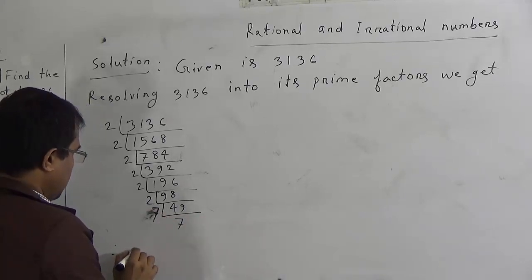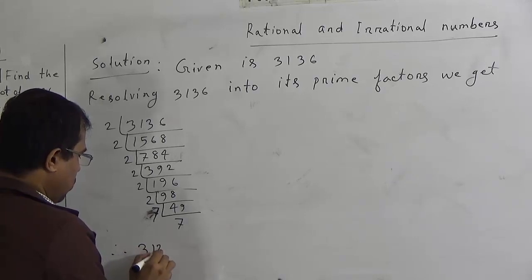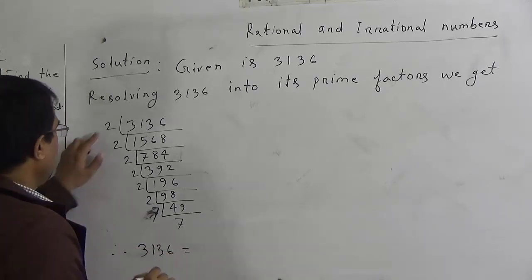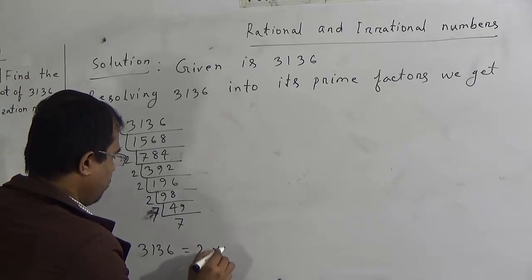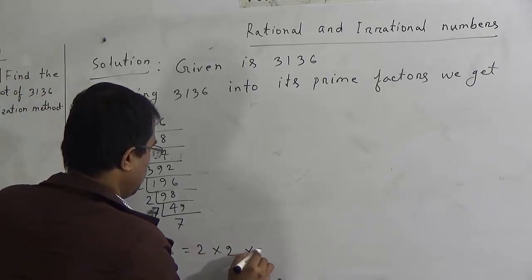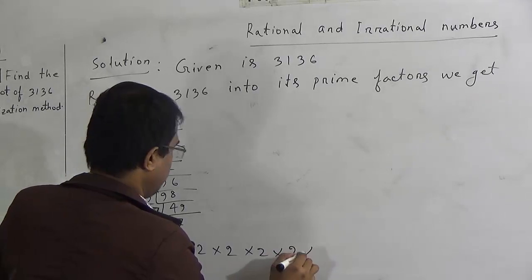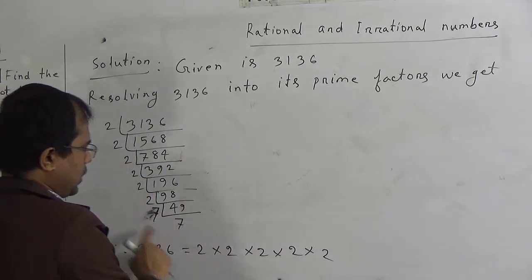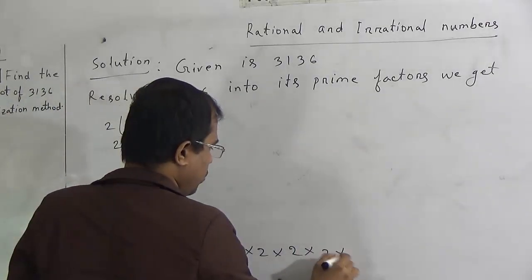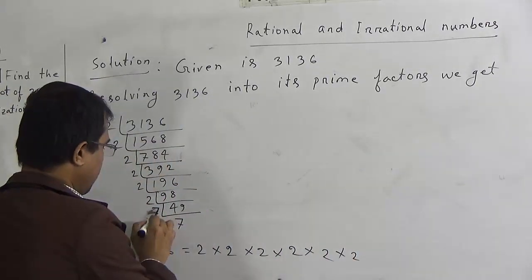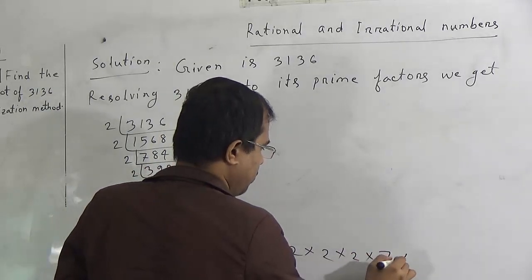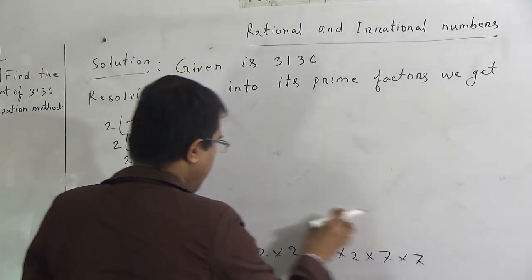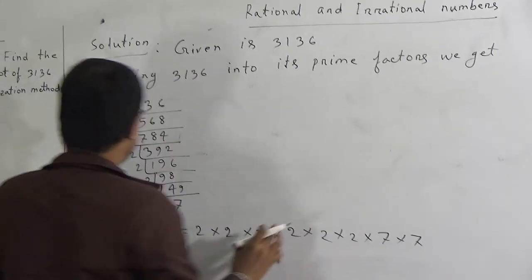Therefore we can write 3136 equal to 2 multiplication 2 multiplication 2 multiplication 2 multiplication 2 multiplication 2. How many 2s here? 1, 2, 3, 4, 5, 6, total six 2s. Another one we have to write: then 2 multiplication 7 multiplication 7. If we multiply these numbers, then we get 3136.